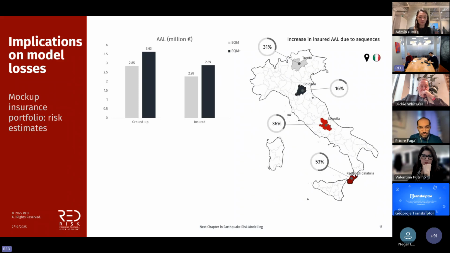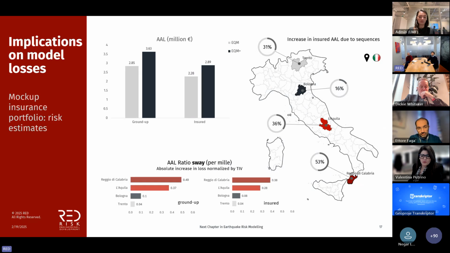Now the picture starts to shift when you do not only look at the portfolio level expected losses, but you're interested in the geographic variability of the increase. Now we are greeted with a much different picture. You look at the increase in expected loss from one province to another, and you're looking at an increase from 15% to 53%, depending on where you go. And these are just 4 examples in this particular figure.